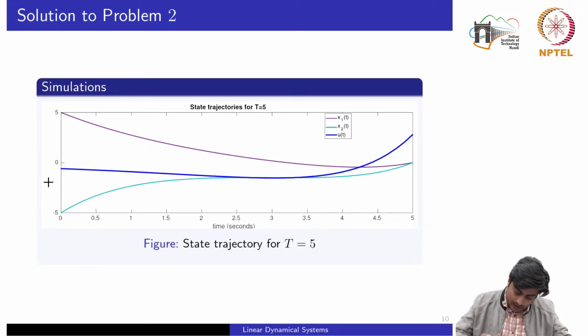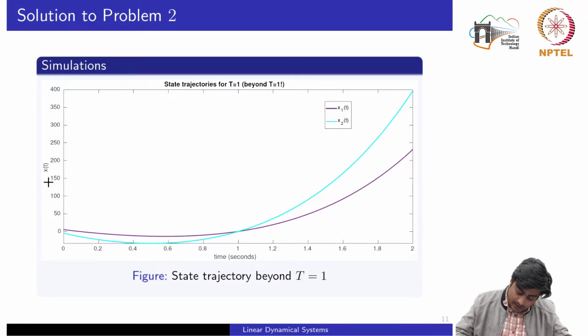But the interesting point to see is what would happen if we simulate the same system beyond t is equal to 1. Up to t is equal to 1, we saw that it has reached 0. But if we keep applying the same input that we computed, you would see that the system reaches infinity. It is not necessary that it will stay at 0. Now, if the state trajectories stay at 0 until t tends to infinity, then it means that the system is a stable system.